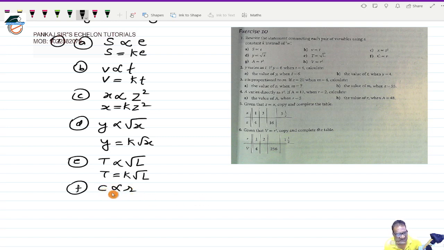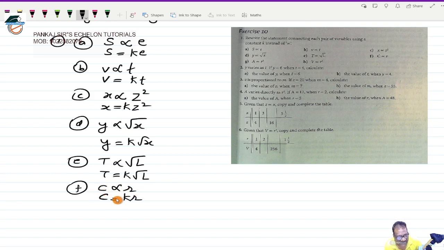Okay, now this C is nothing but the circumference of the circle, and it is proportional to the radius of the circle. So C will be equal to K times R. The meaning of this is when the circumference increases, the radius also increases, or when the radius increases, the circumference increases. This is the relationship. So it is a direct variation, right? When one increases, the other also increases.